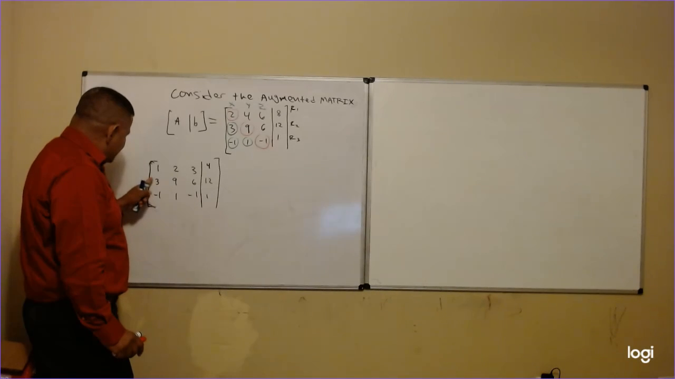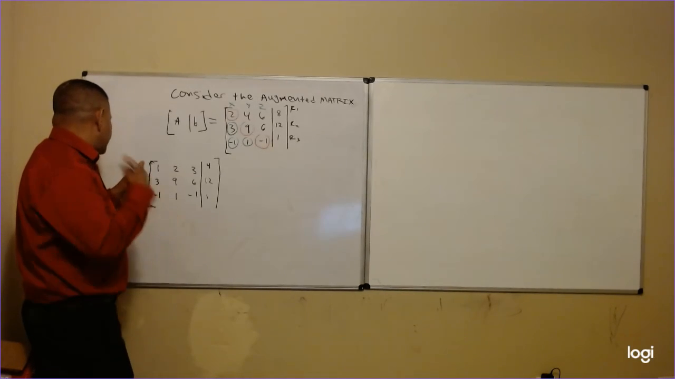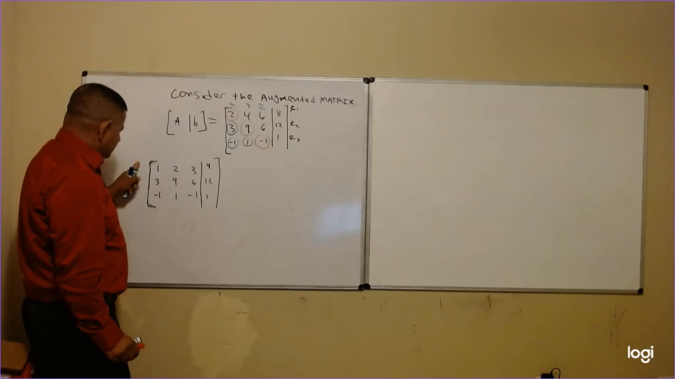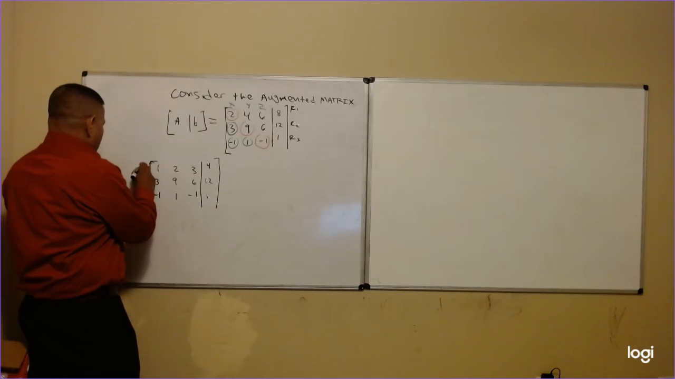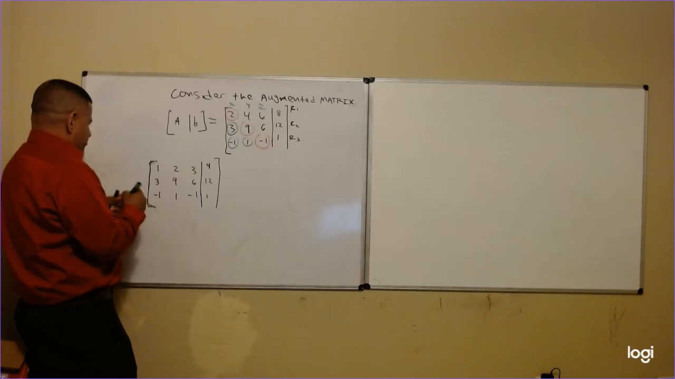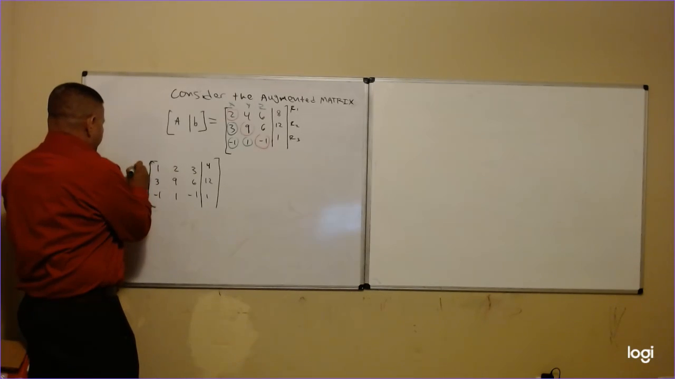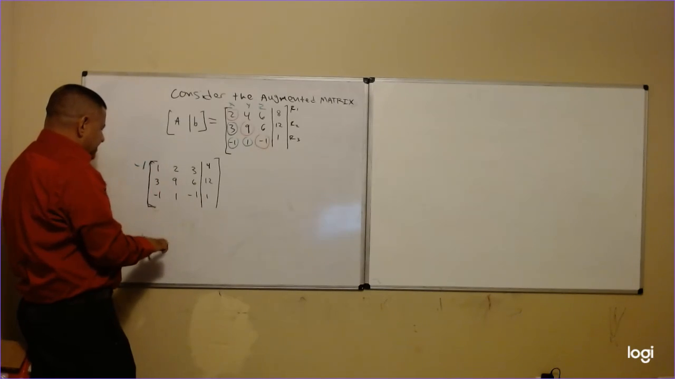But if I want to make this a 0 first, I have to multiply this row by negative 1, right? So if I multiply this by a negative 1, so let me do this. Let me put it in green. So I'm multiplying that by a negative 1. Row 1 is multiplied by a negative 1, right?